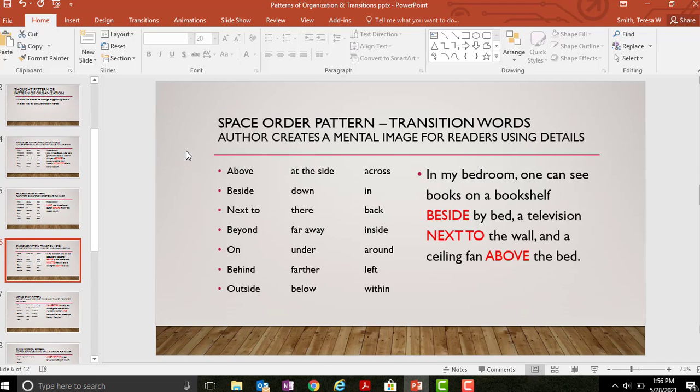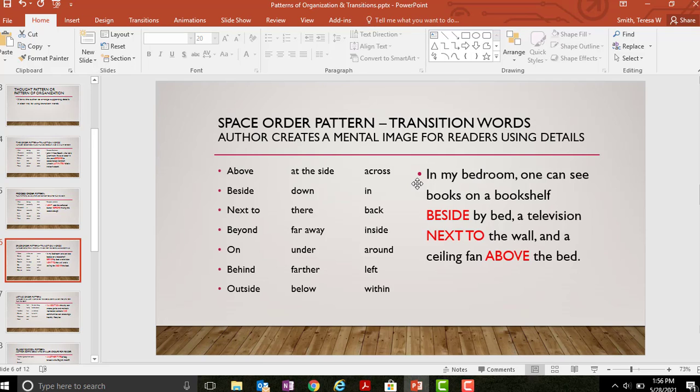The next pattern is called space order pattern. And the author creates a mental image for readers using details. Okay, you've got several key words in this list, transition words that you can look for. And notice they all create a mental picture for the reader. Look at the example sentence.